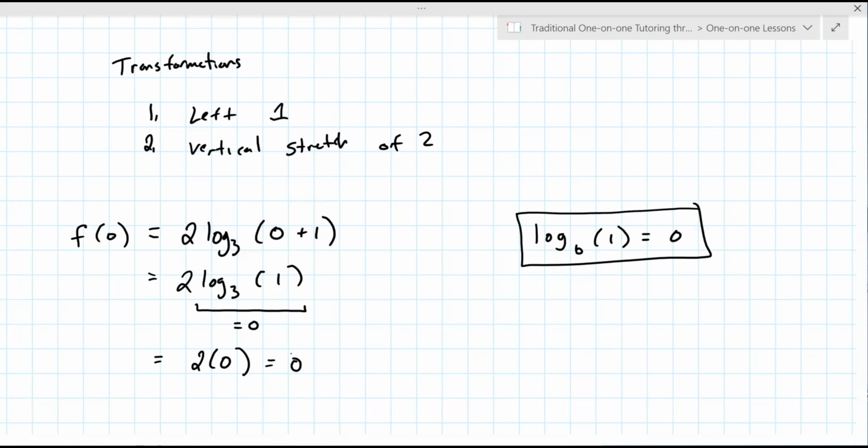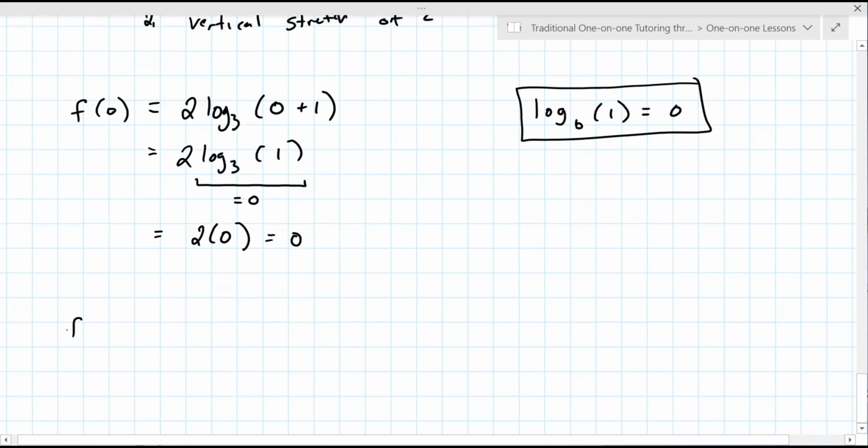Which is not undefined. It's just 0. So let's do another one. Let's do f of 1. f of 1 is 2 log base 3 of 1 plus 1. For that one, you get 2 log base 3 of 2. Yep.